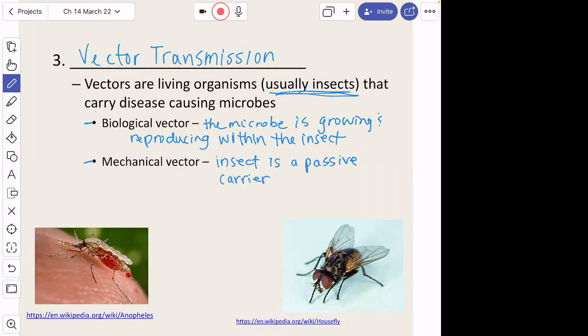Let me give you some examples of each. We talked about malaria a couple months ago. We talked a little bit about the life cycle of malaria, how there are stages that are completed in our body. That's what makes us sick, but there's a part of that protozoa that has to develop within the mosquito. So for malaria, the mosquito would be considered a biological vector. Sandflies are a biological vector for a disease called leishmaniasis. And that's not something we have talked about before.